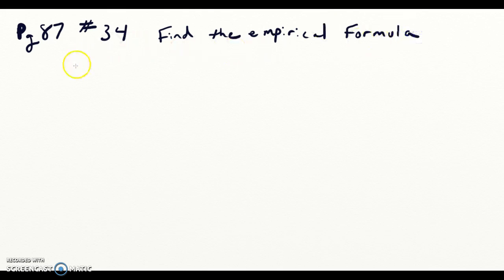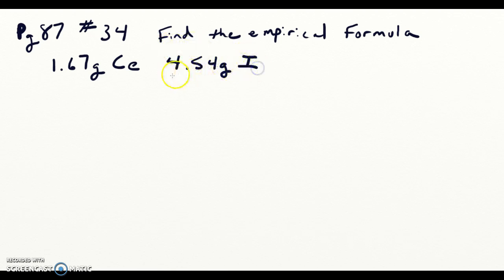Okay, so let's get started here. It says here that there is 1.67 grams of cerium, Ce, and also in the compound there's 4.54 grams of iodine. So we have these two elements and there's a certain mass of each one and they are supposed to make one compound. Here are the steps, and I'm going to list the steps as we go. Step number one is to change grams to moles.